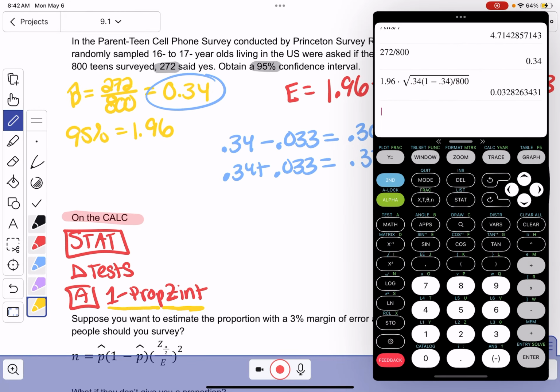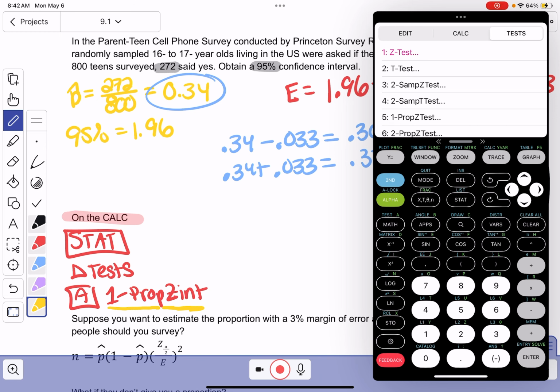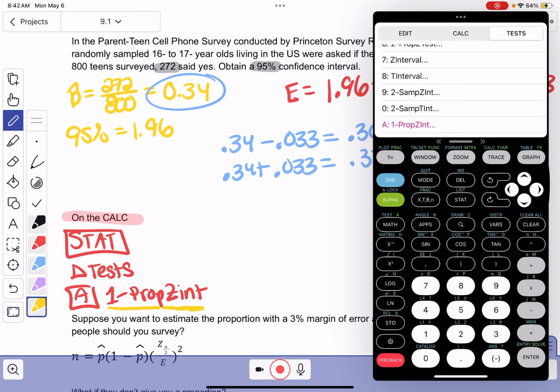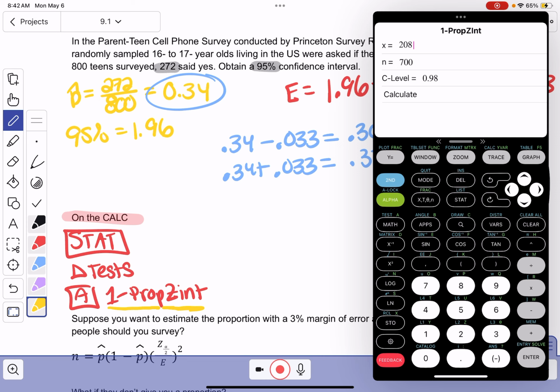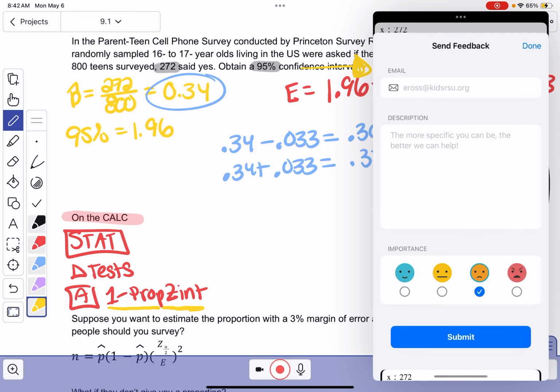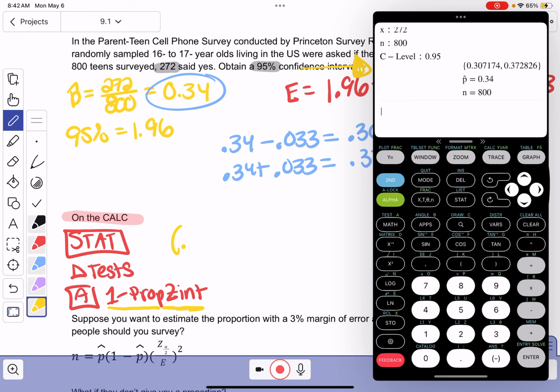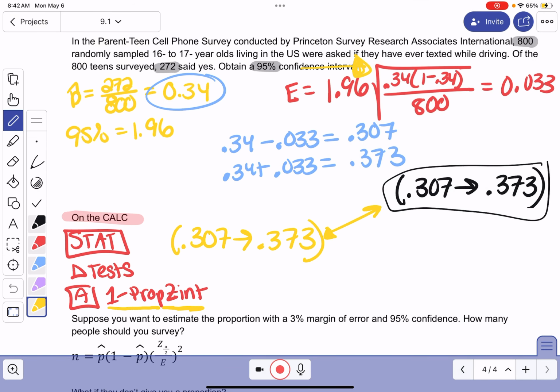All right, so I hit stat, arrow over to tests, and go all the way down to A, 1 prop z int. And then we enter our information in here. Our x was 272, our n was 800, and our confidence level was 95%. So we would do 0.95, and then you hit calculate. At the top of your screen, you're going to see parentheses where we have 0.307 to 0.373, and that's our interval, which happens to be exactly the same. So you can do it by hand or by the calculator.